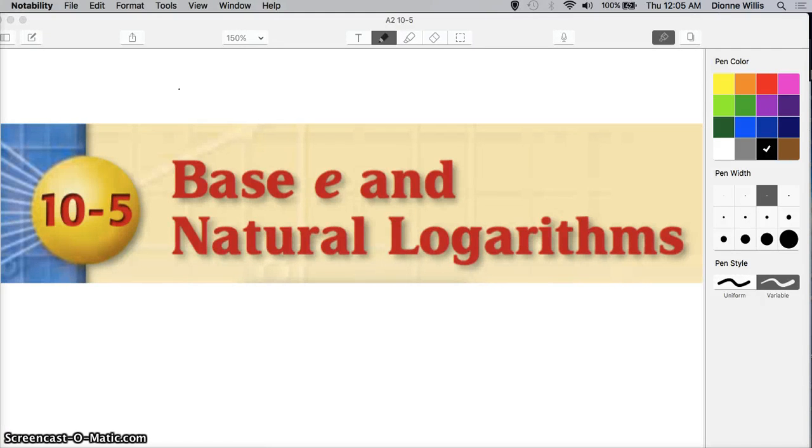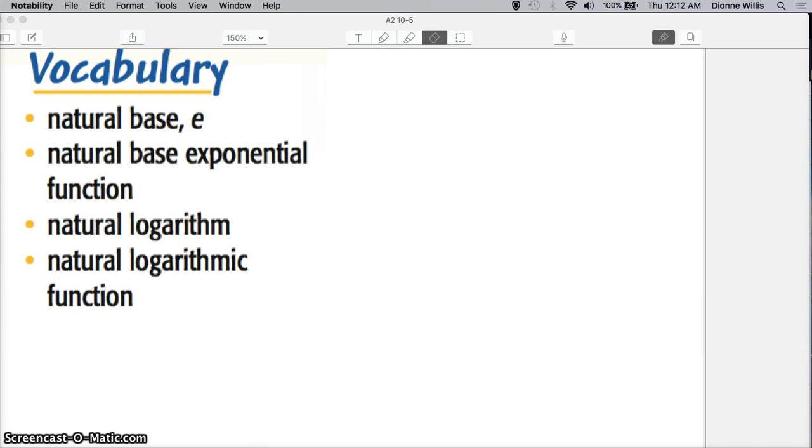Hi, Algebra 2 friends. Here we are with section 10.5, base E and natural logarithms. So our vocabulary for today starts off with the natural base or the number E.